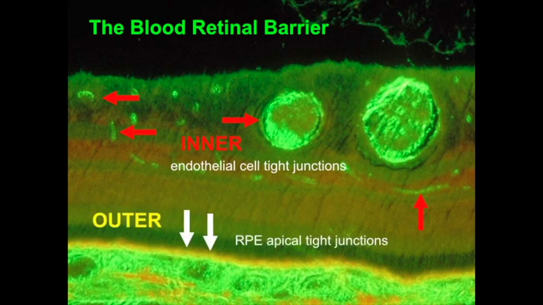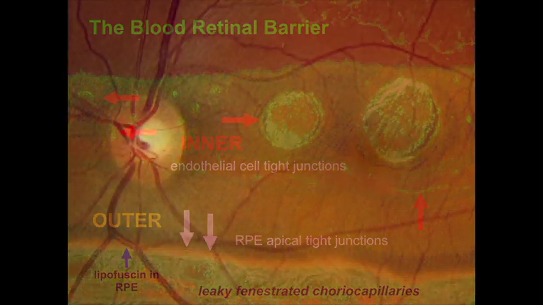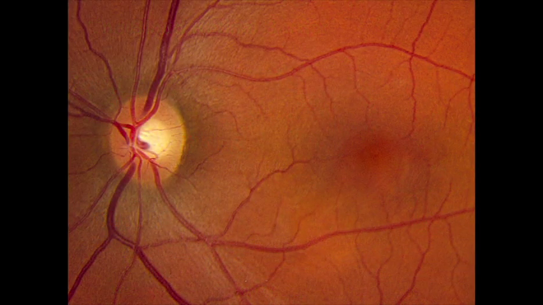The retinal pigment epithelium is the outer part of the blood-retinal barrier. The RPE cells are joined by an impermeable barrier of apical tight junctions. The yellow line is lipofuscin pigment in the basal cytoplasm of the RPE cells. Unlike the retinal capillaries, the capillaries of the choroid capillaris are fenestrated and leaky. The choroid is filled with green dye, which is confined by the RPE. The retinal pigment epithelium is largely responsible for the red-orange color of the fundus seen on ophthalmoscopy.